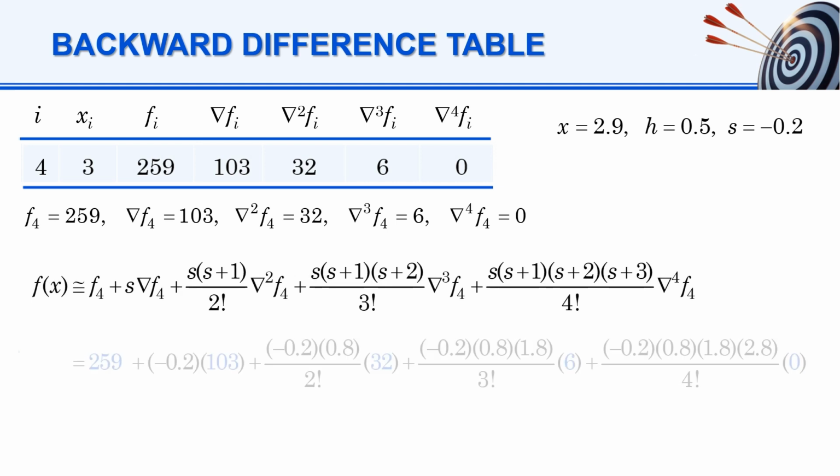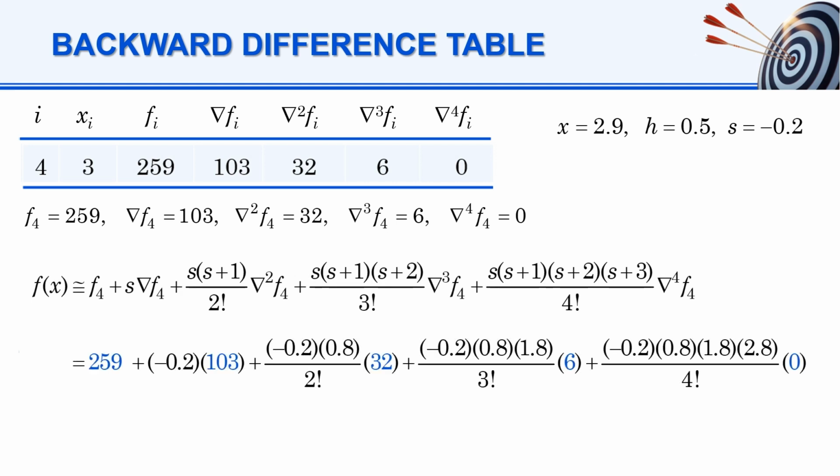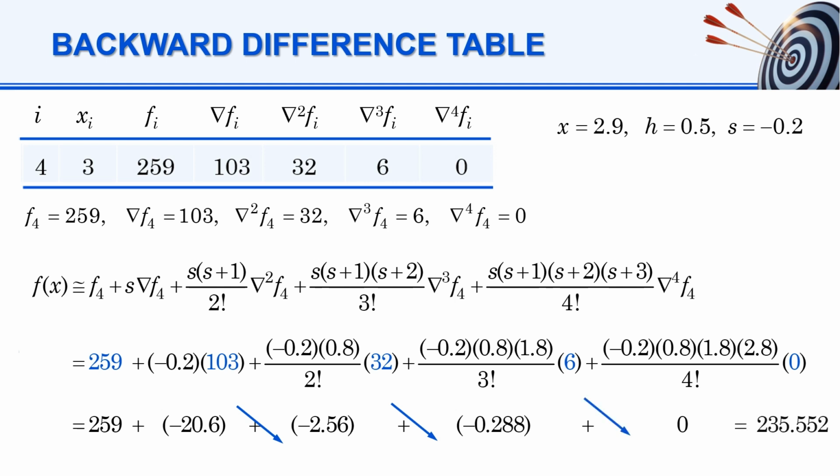We substitute the numerical values into the interpolation formula. We note that each term added becomes smaller in magnitude than the previous one. Thus, we can sum up all the available terms in this formula, which gives 235.552.